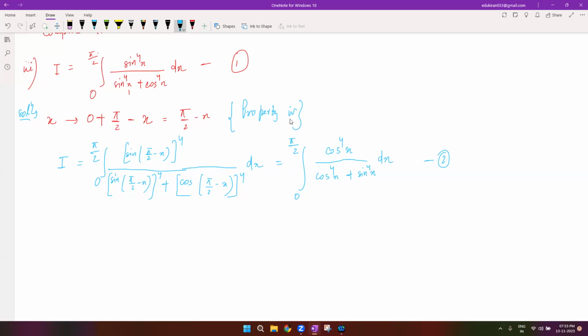So whenever we are using property 4, this will be our general format. Whatever the question, we will always mark the question as equation 1. This will be used in all the questions where we have to use the property. So write the question as first equation and then apply property 4. Whatever you get, write that as second. And then add 1 and 2. Always add 1 and 2.